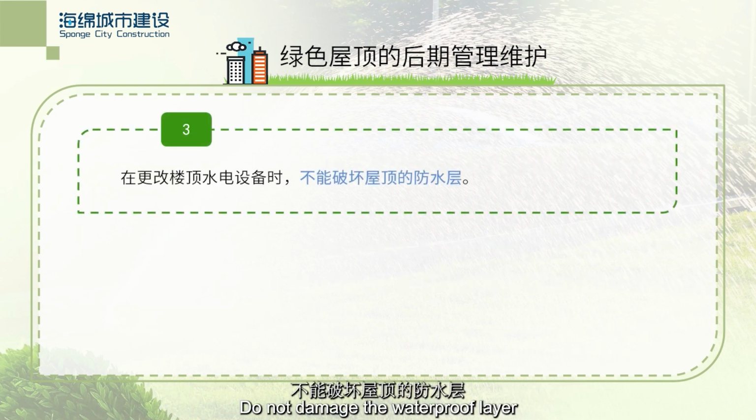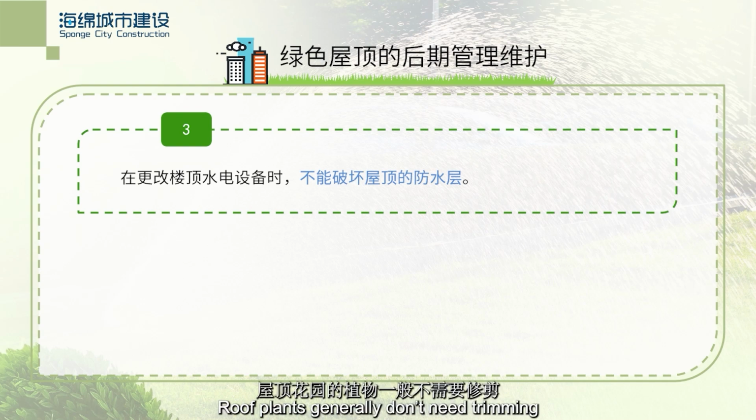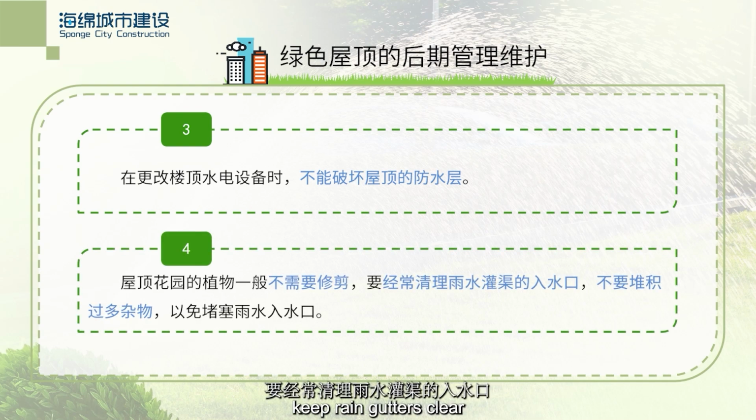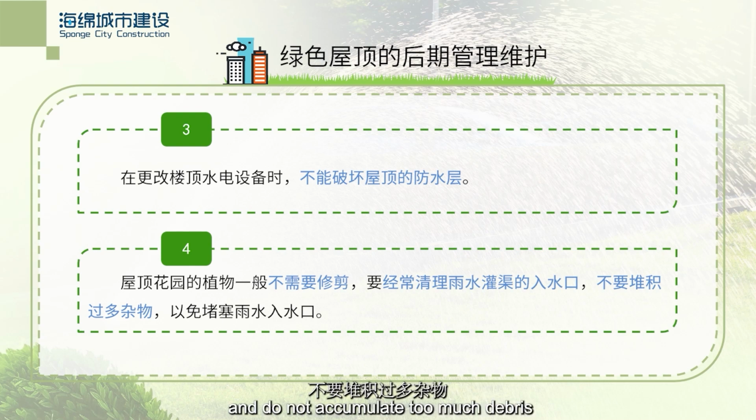When altering rooftop utilities, do not damage the waterproof layer. Roof plants generally don't need trimming. Keep rain gutters clear, and do not let too much debris accumulate, to prevent blockages.